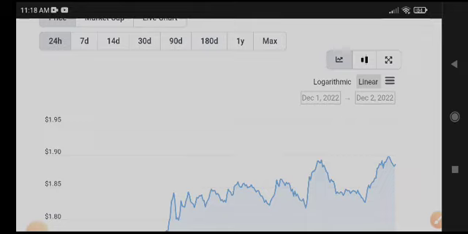I recommend to all of you that buy DyDx in short position, guys, because it's now on the highest price. DyDx, it's now on the highest. So I recommend for all of you that buy DyDx in short position, guys.